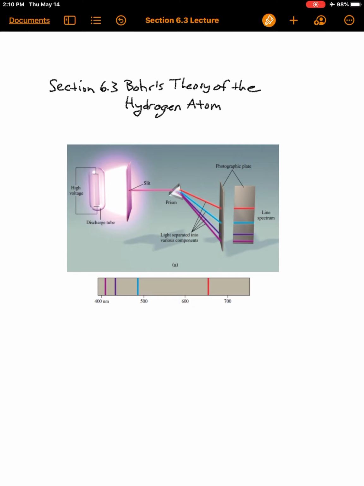The hydrogen atom, from a structural perspective, is very, very simple. It has a nucleus with one proton and an electron. The proton is positively charged. The electron has an equal amount of charge, but it's the opposite, it's negative. So the two particles are attracted to each other via electrostatic attraction.